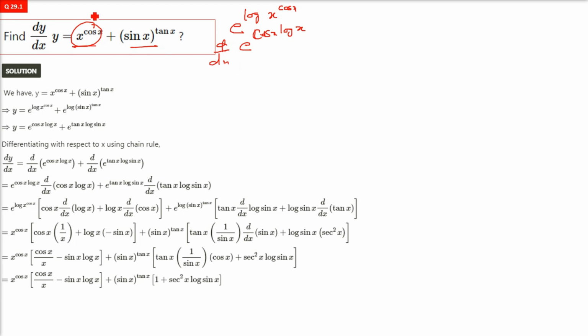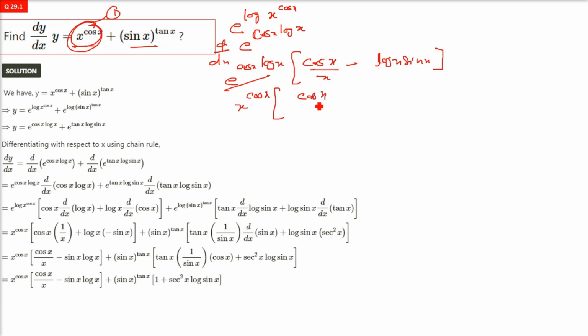Differentiation of this, the first one I am doing. So d by dx of this e to the power cos x log x will be the same thing, and then for cos x times log x, cos x times 1 by x, then log x times derivative of cos x, which is minus sin x. So let us write like this. This is the first part, already done. This came from x to the power cos x, e to the power cos x log x. I am writing it as x to the power cos x times cos x by x minus sin x log x. This is your first part.